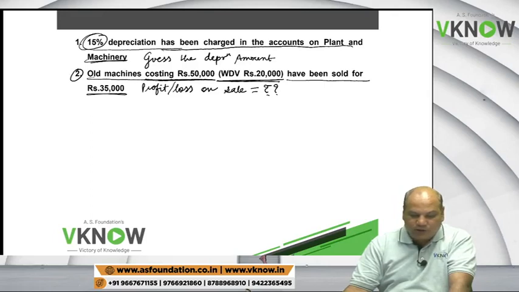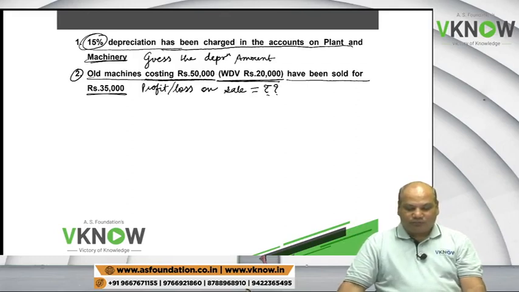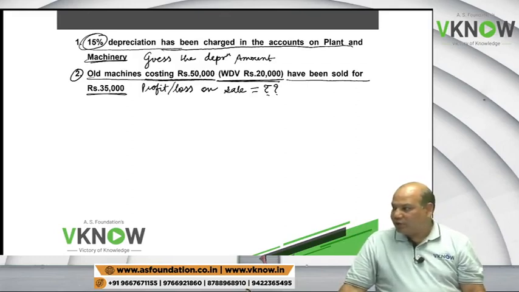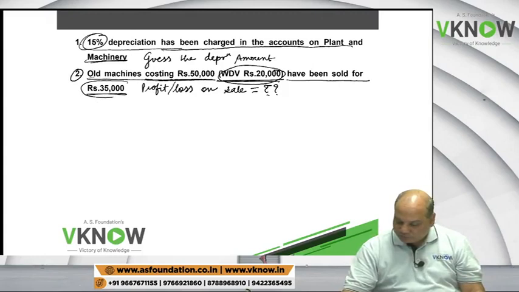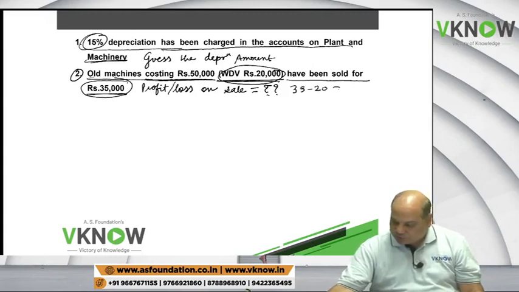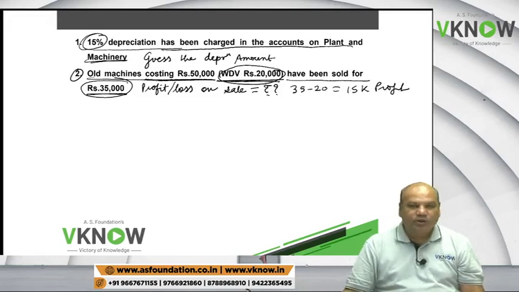Falak Mehta is saying 15,000 rupees. Falak, is it profit or loss? Sanket is saying 15,000. Govind is saying 5,000 rupees profit. Okay, so the answer: WDV is 20, sold for 35. Sale value minus WDV, 15,000 is profit.